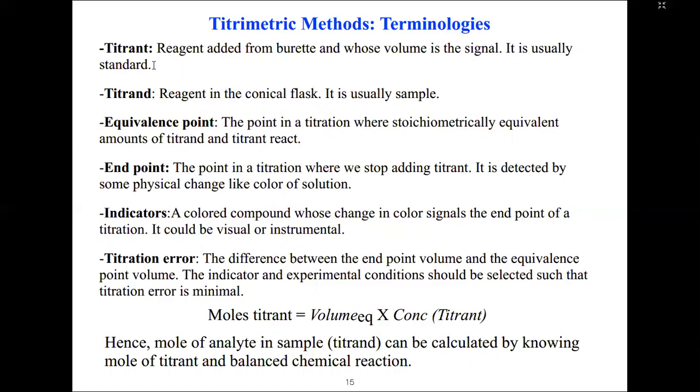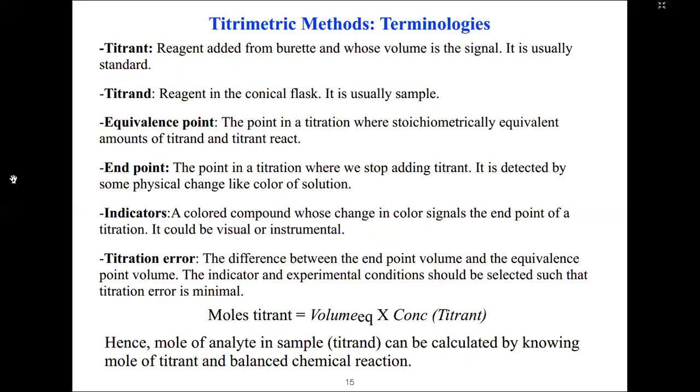Titrand is the reagent in the conical flask. It is usually the sample. So if you know the difference, one ends with T, the other one ends with D. The T is the top, so the top one is called titrant, and D is the down. The down one is called titrand, okay?